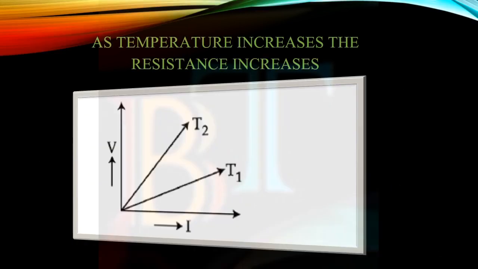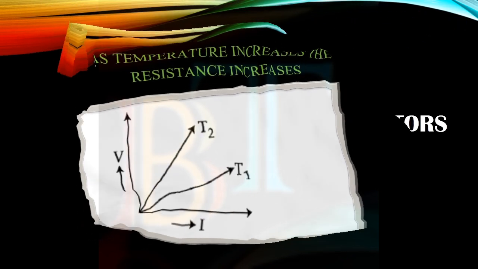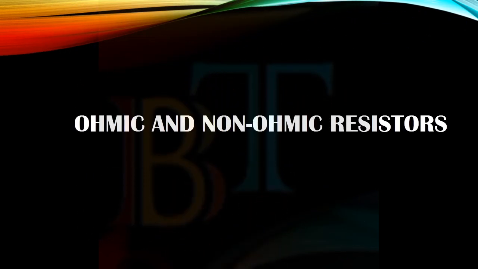In normal conductors, as temperature increases, the resistance also increases. Hence, if we plot VI graph of a conductor at two different temperatures, the steeper graph represents the higher temperature since it has more resistance. So the steeper the graph, the higher the temperature. Later on it is found that this Ohm's law is not applicable for all conductors.